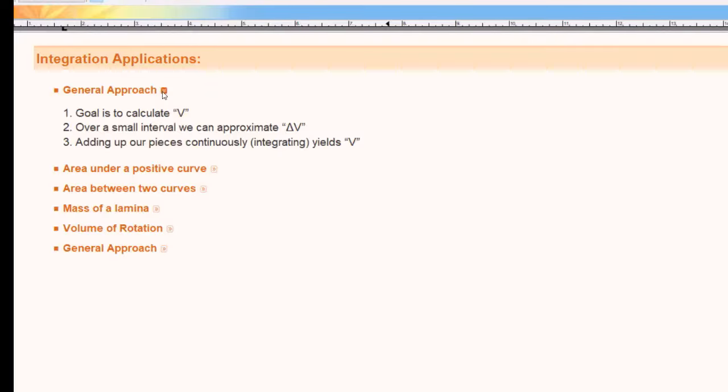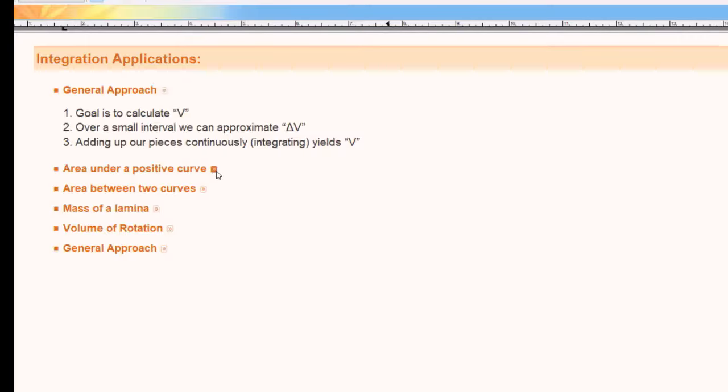So what do we do? We look at our value over some small interval of time or some small distance interval, and in that small interval we're able to approximate our value. And once we have that formula for our approximate value in our slice of V, we then add up all of our pieces continuously to calculate the general V. Now, what does it actually look like in detail?